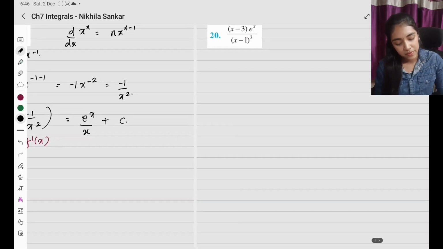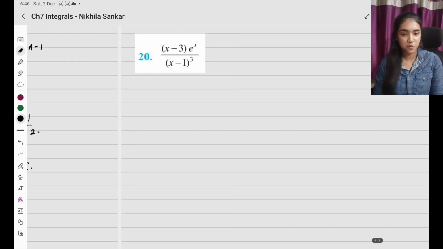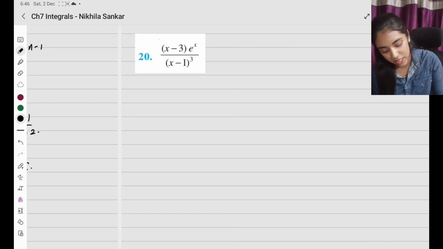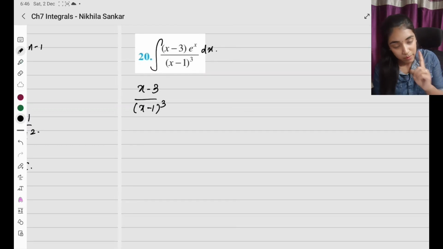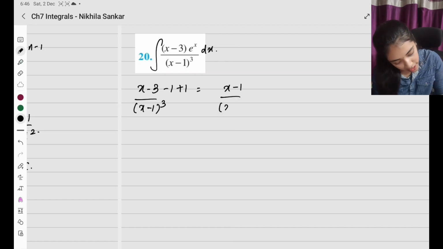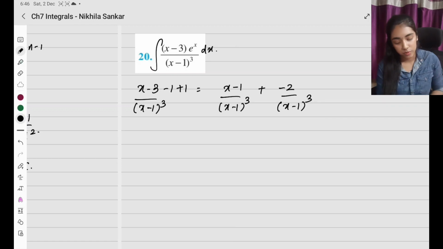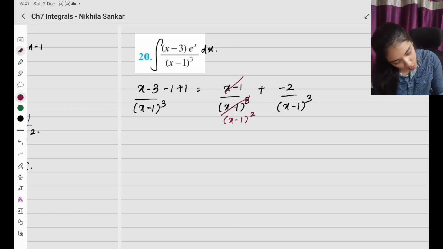Now, question number 20. Here in the denominator we have x minus 1, and in the numerator we have x minus 3. So how am I going to write this? dx. So first, let us focus only on x minus 3 and x minus 1. So I have x minus 3 divided by x minus 1 the whole cube. I need a minus 1. So I do minus 1 plus 1. So I can club x minus 1 divided by x minus 1 the whole cube plus minus 3 plus 1, which is going to give me minus 2 divided by x minus 1 the whole cube. So I can cancel one of these terms. So this will become x minus 1 the whole square. Okay.